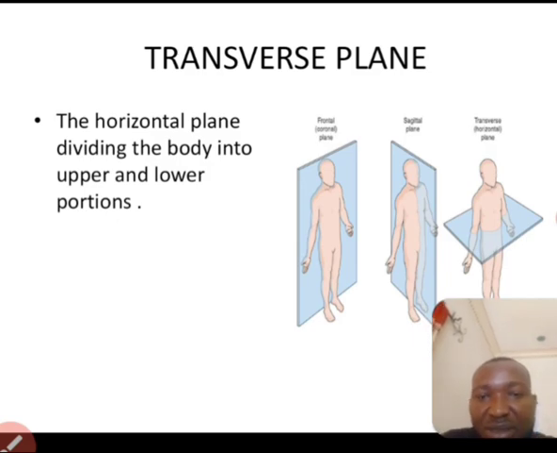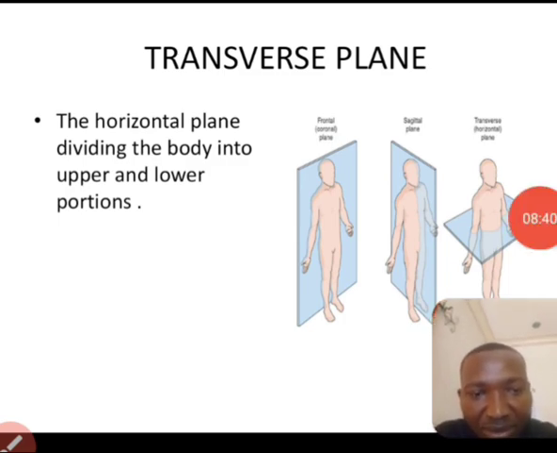The transverse plane divides the body into upper and lower portions. Thank you very much.